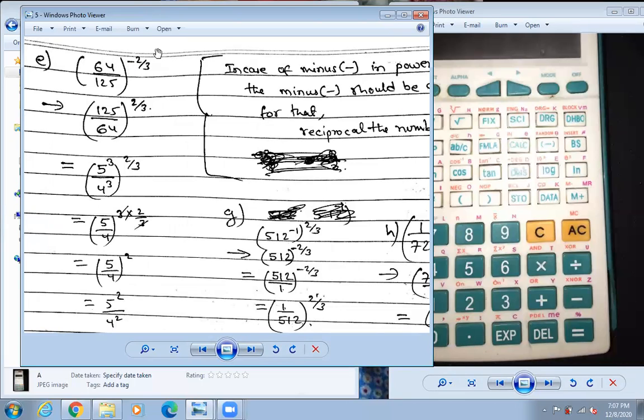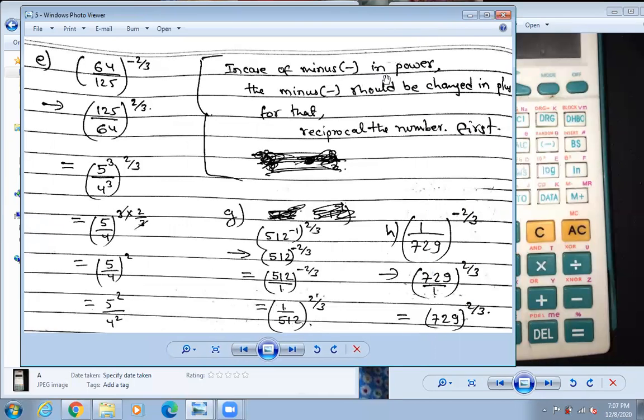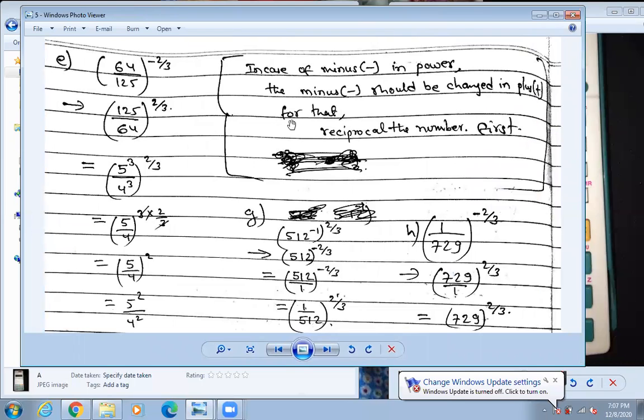So what shall we do when there is a minus sign in the power? There is one technique over here. When there is a minus sign in the power, the minus sign should be changed into a plus sign. For that, we need to reciprocal the number first. The number on top goes to the bottom and the bottom goes to the top, so minus becomes plus. Wow, this is also the next magic of this indices chapter.